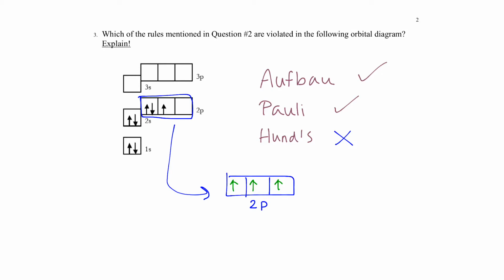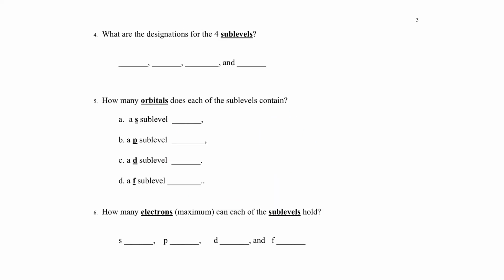In the video, you did have to draw an orbital diagram, so I'll get to how we draw these orbital diagrams then if you're having some trouble. Moving on to question 4. Questions 4, 5, 6, and 7 all deal with electronic structure.